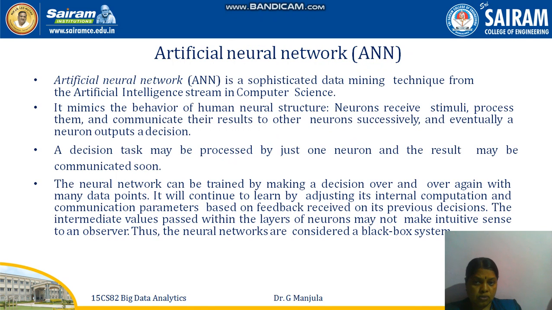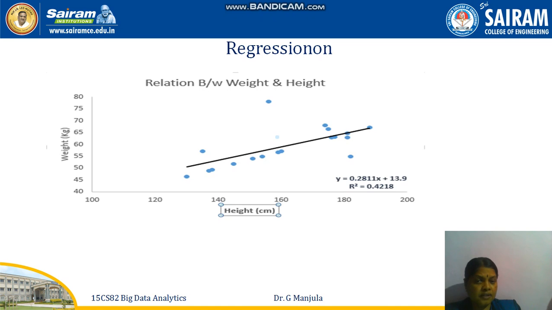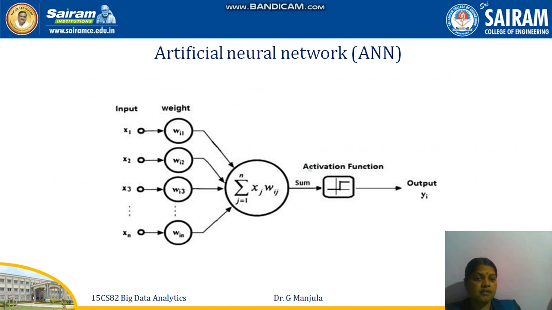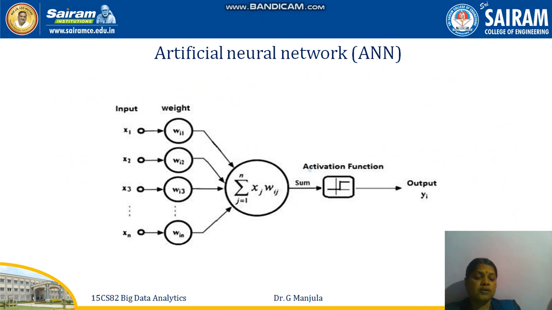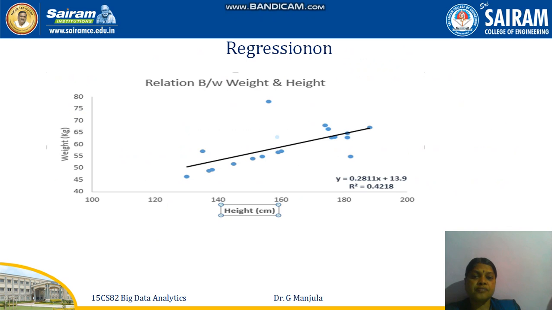So we have regression based on correlation, and the artificial neural network based on neurons: how they are stimulated, how they process, how they communicate the result from one neuron to another, how it is summarized, and how the activation function is taken care of. Now the ANN and regression are supervised learning: collecting the previous data, checking the current data, and expecting future accuracy. Okay, now we will study one more.